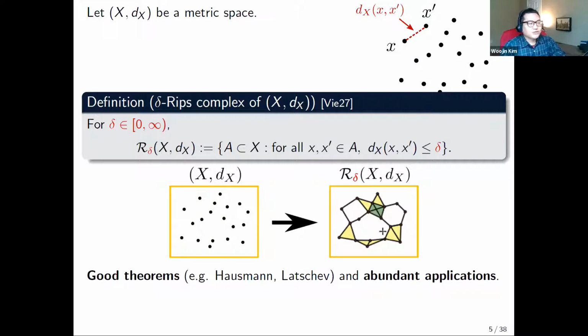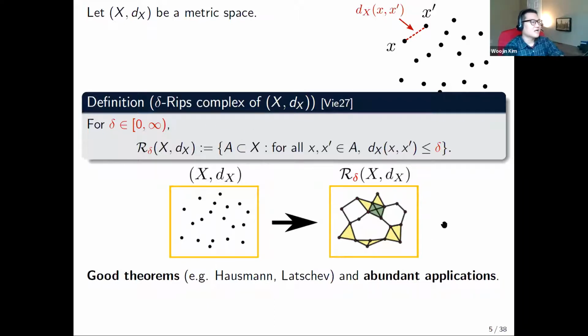Okay, there are many good theorems about delta-Rips complexes. For example, if we combine a theorem by Hausmann and Latschev, then we can say that if we sample a finite number of points from a closed Riemannian manifold, say that the finite sample is dense enough, then for a good choice of scale delta, the geometric realization of the delta-Rips complex is homotopy equivalent to the underlying manifold. And also there are tons of applications using delta-Rips complexes in the literature.